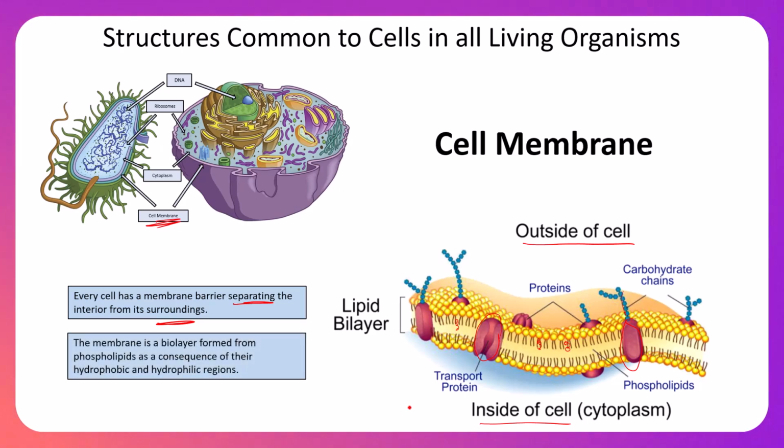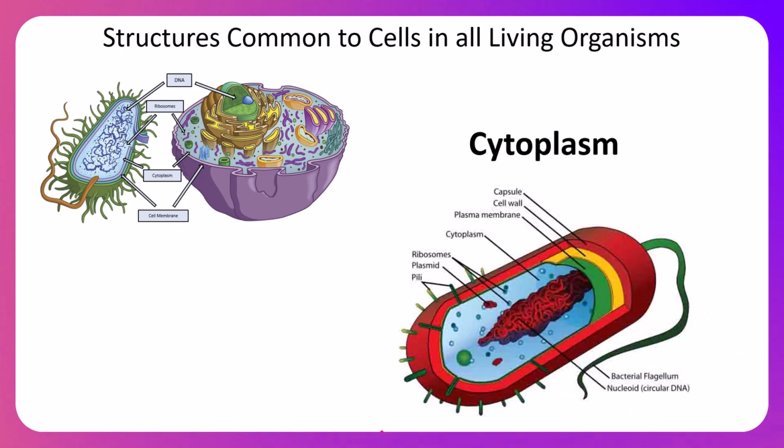The membrane is a bilayer formed from phospholipids as a consequence of their hydrophobic and hydrophilic regions. Remember, the heads orient out because they are polar and hydrophilic, and the tails orient in because they are hydrophobic, which is the reason for these channel proteins in order to get polar and charged particles through the membrane without interacting with these hydrophobic, or nonpolar, tails.